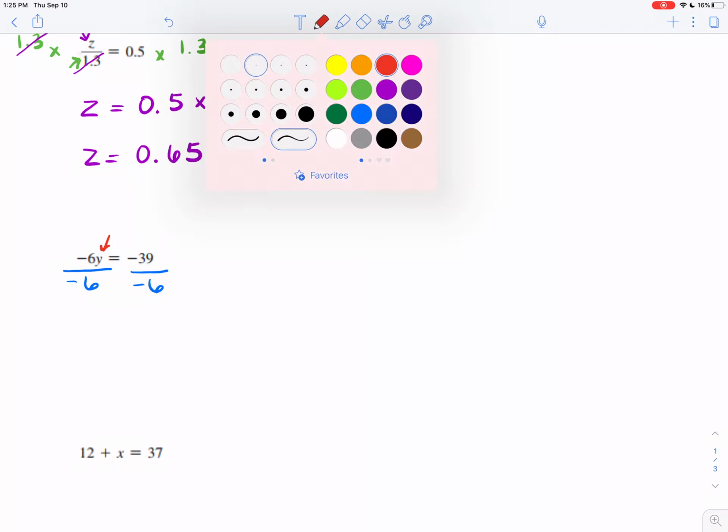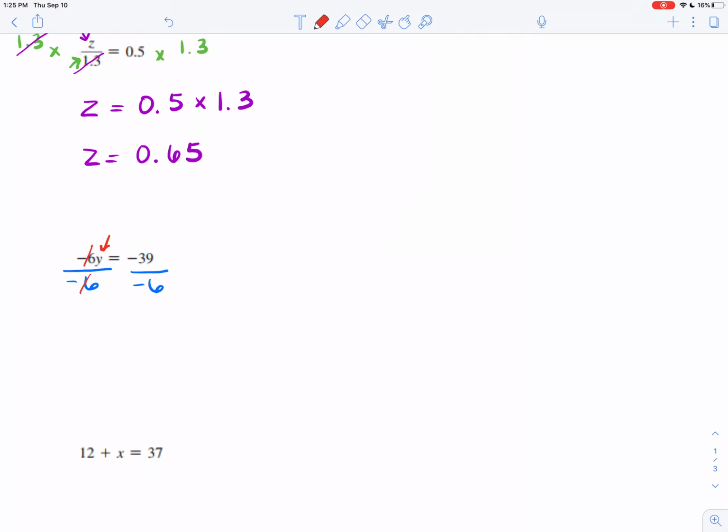All right, so notice what happens here. All right, the -6's, they're going to go. We're going to be left with just y. And then again, be careful with your signs. Notice over here you've got a negative divided by a negative. All right, that means you're going to come up with a positive value. And 39 divided by 6 is going to give me a value of y at 6.5.